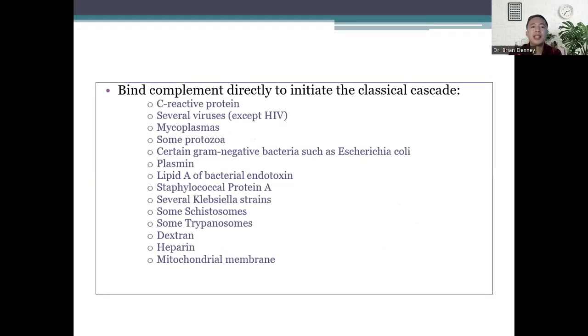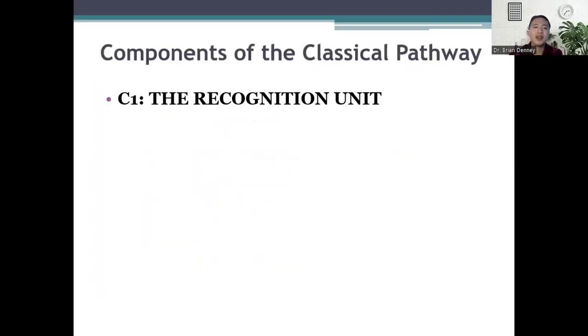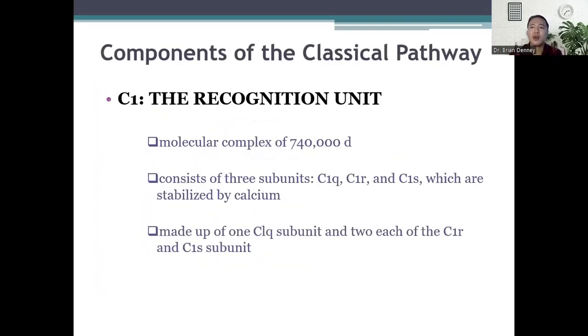So these are other substances which directly initiate the classical cascade. As you can see, most of them are actually microorganisms, to which the antibodies become bound. And binding of the antibodies to the antigen causes formation of your antigen-antibody immune complexes. Antigen-antibody immune complex formation now leads to activation of your C1 complex. Okay. Let's discuss now the C1 complex, the component of your recognition unit.